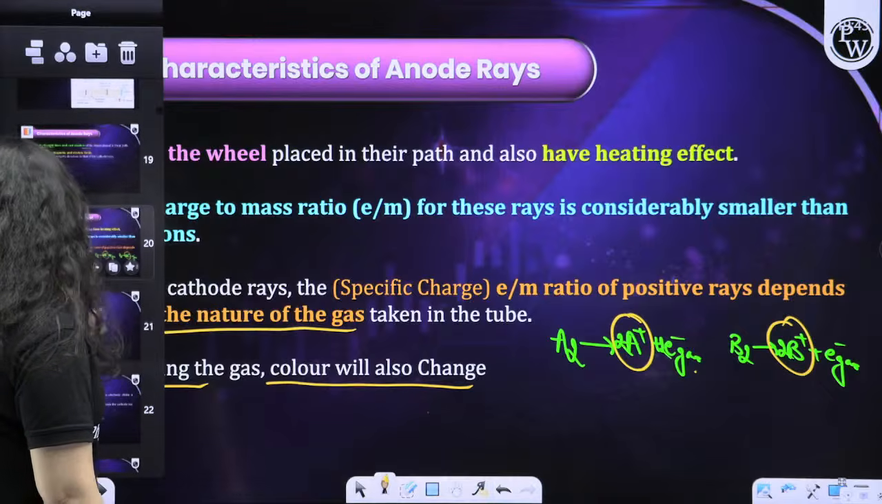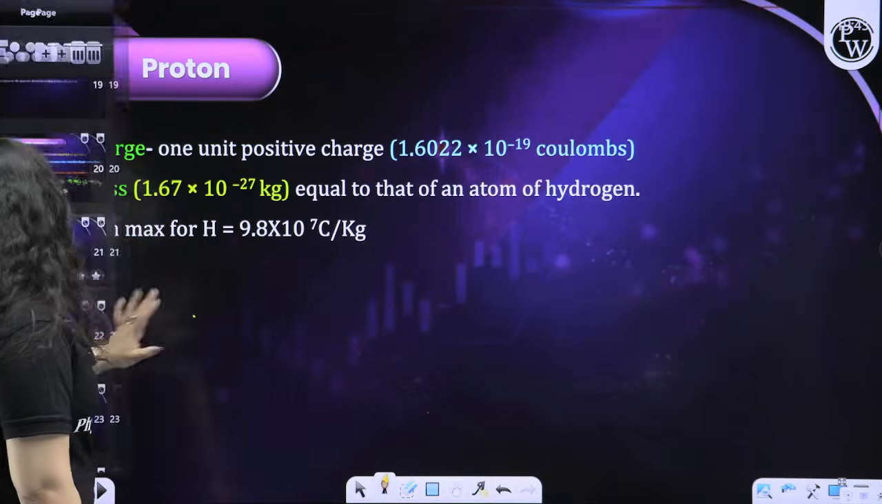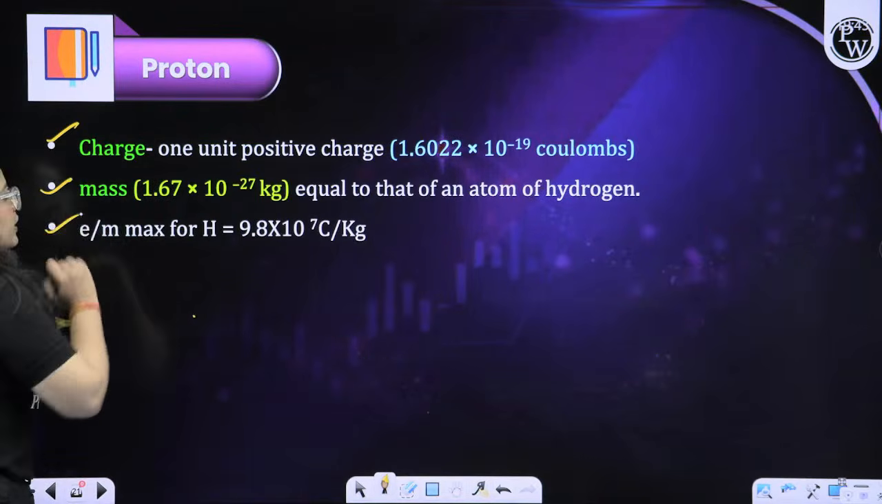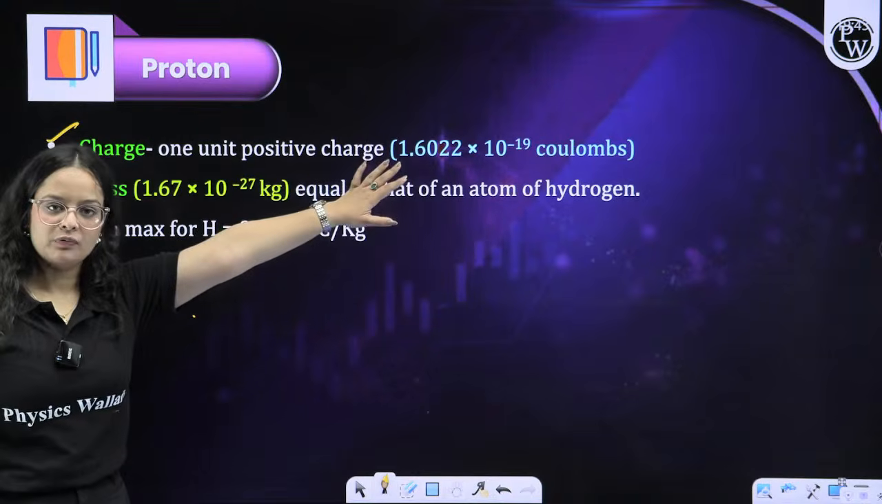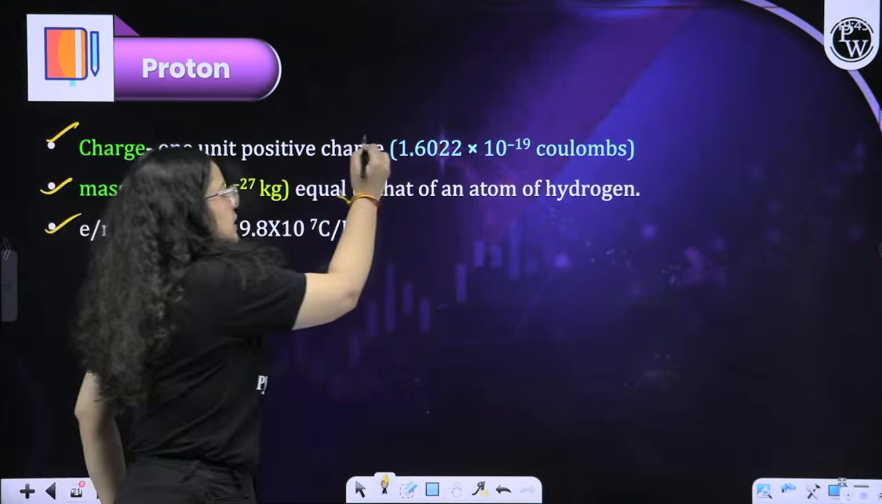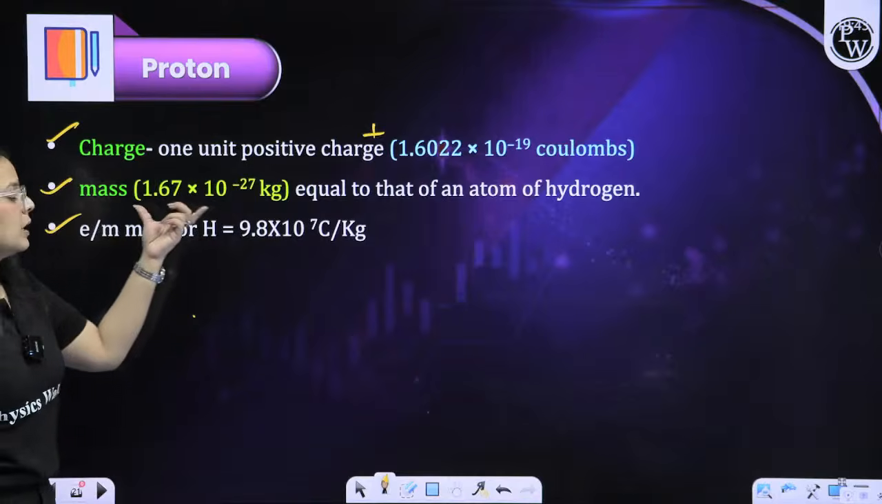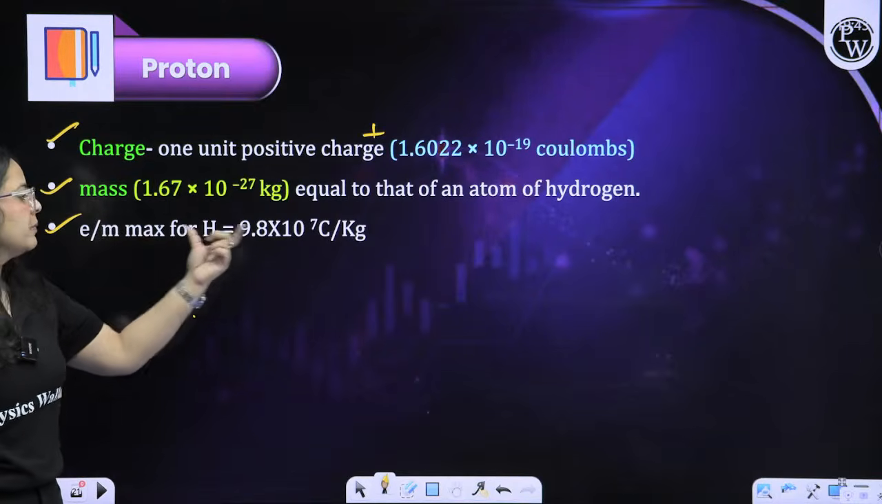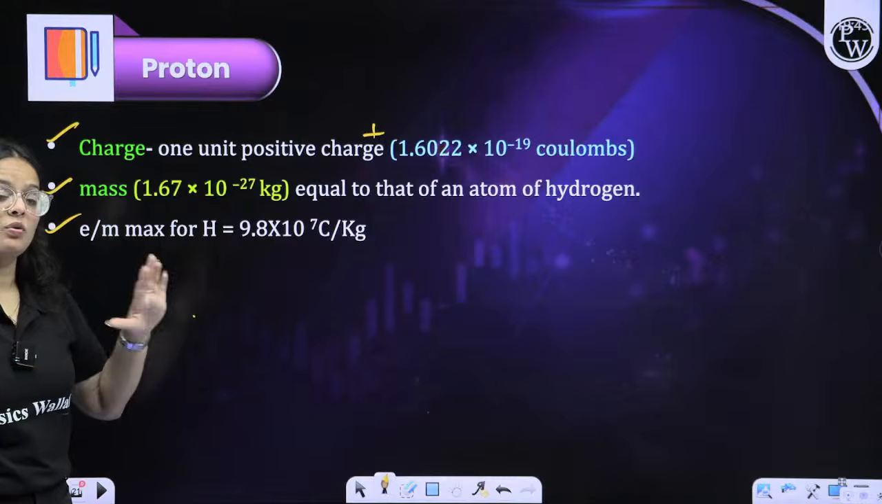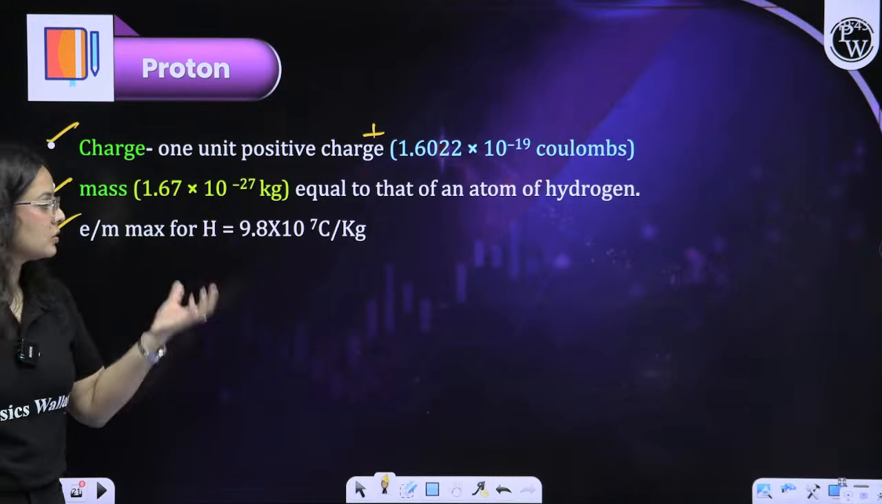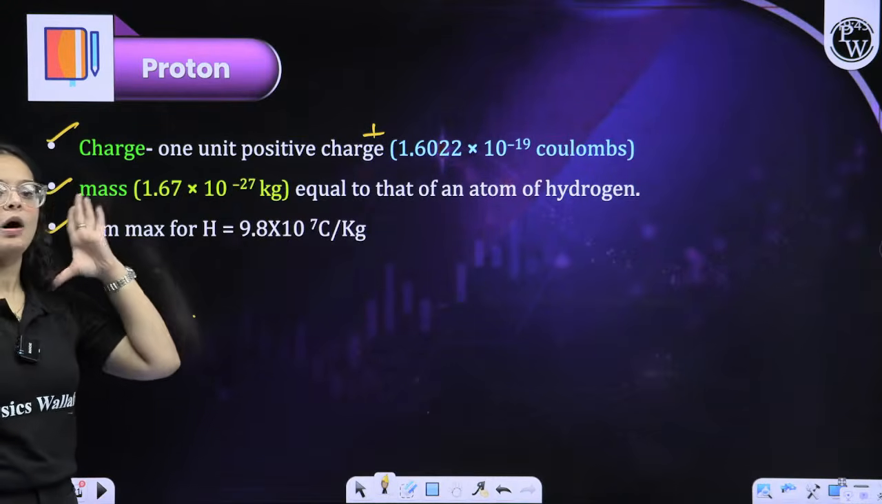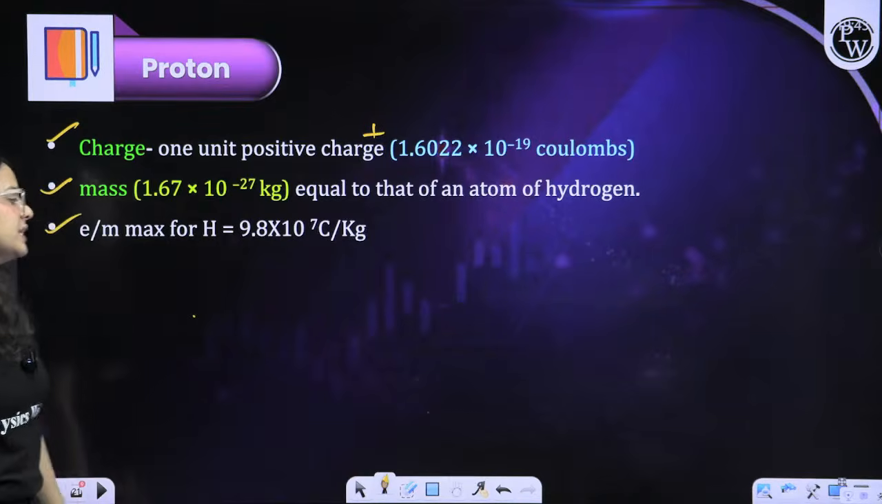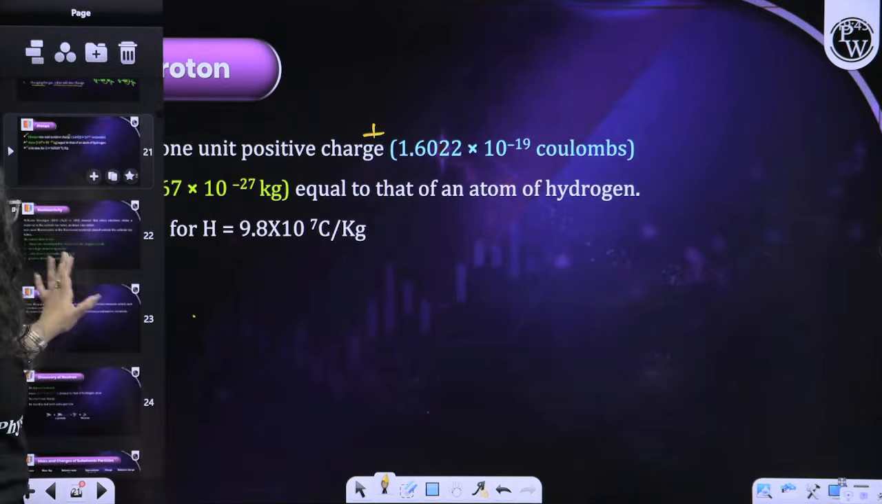So these are the properties of the anode rays. Moving on to the final conclusion: the charge is similar to that of the electron, just the difference is it is in positive units. Mass comes out to be this much, and e/m is maximum for hydrogen, because hydrogen gas has the minimum mass, so that is why we are getting e/m to be maximum. How much? 9.8 × 10⁷ coulomb per kg. So these all are the values.